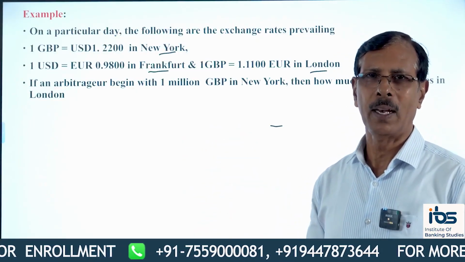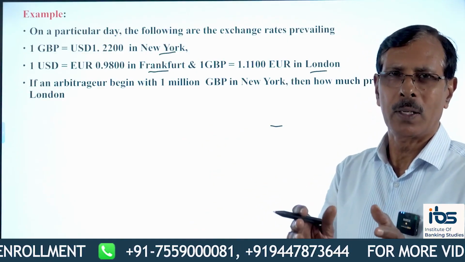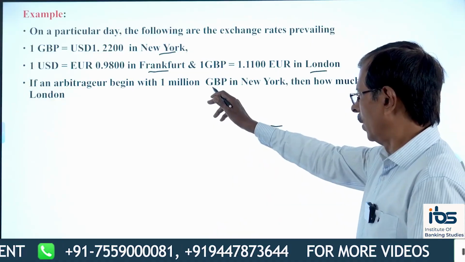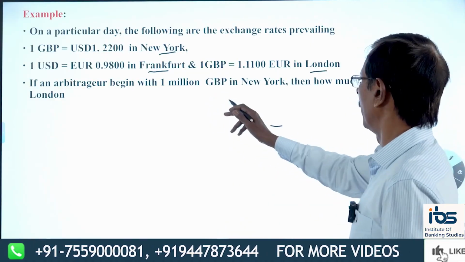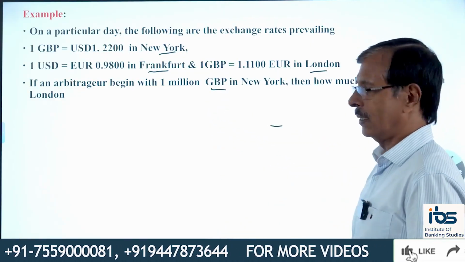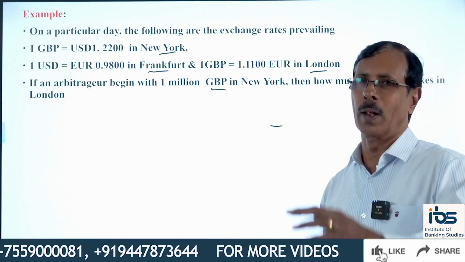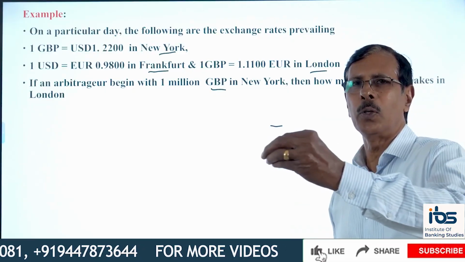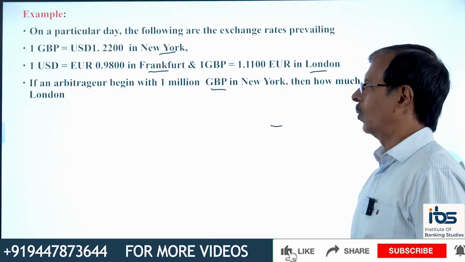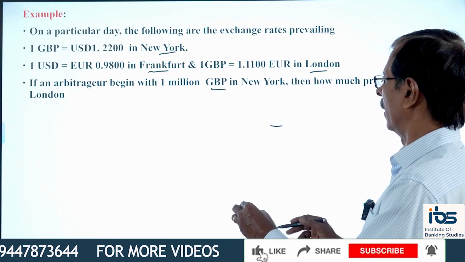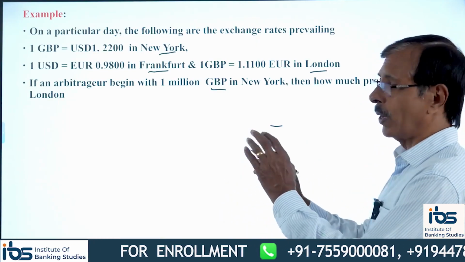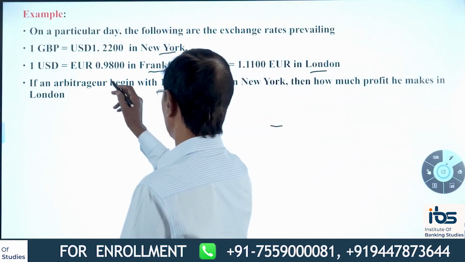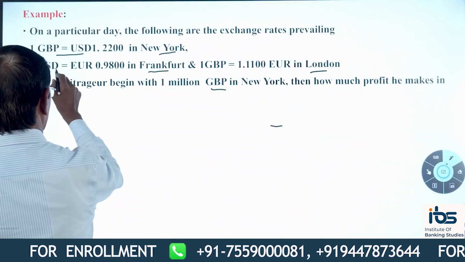I'll repeat once again. This person is having 1 million GBP. This 1 million GBP, he is converting to dollar. And then from dollar, he converts to euro. So 1 million GBP, how much euro did he get? You have given the two rates. Look at these two rates.